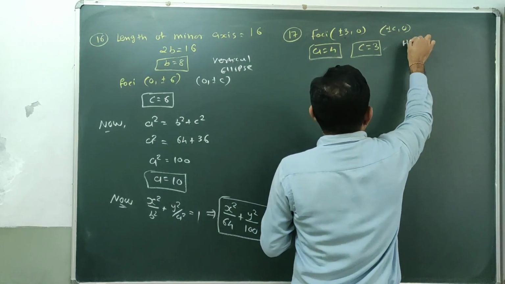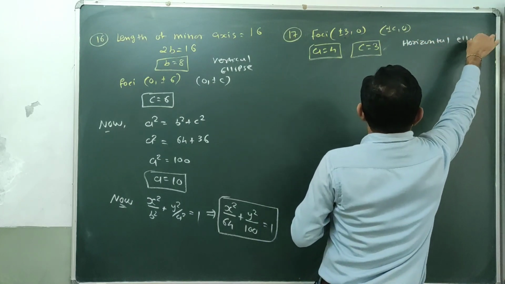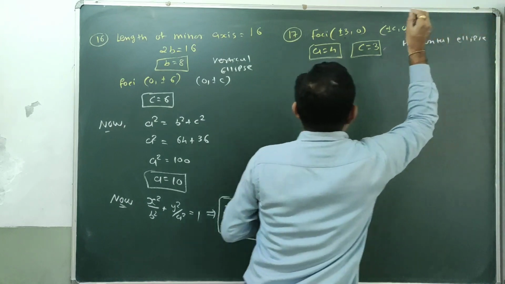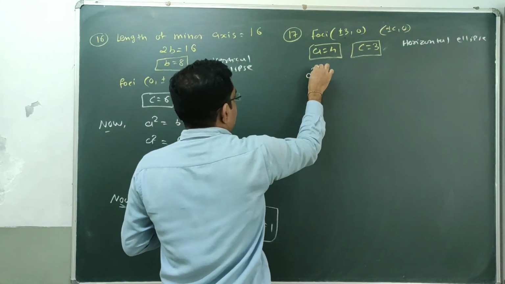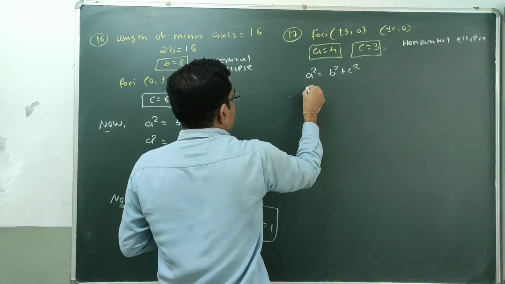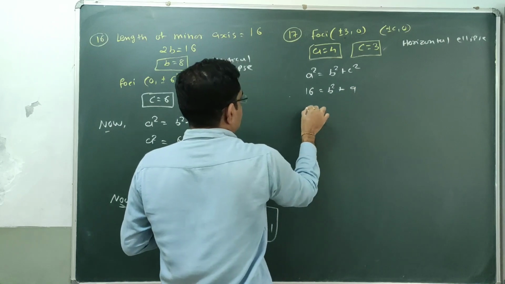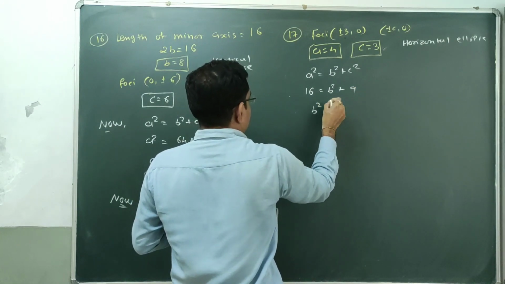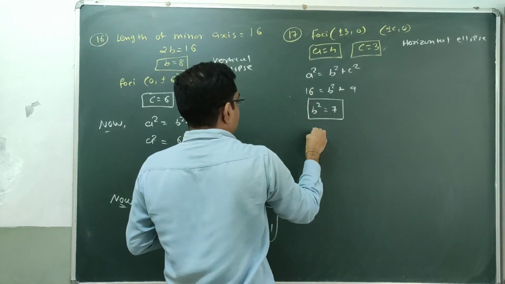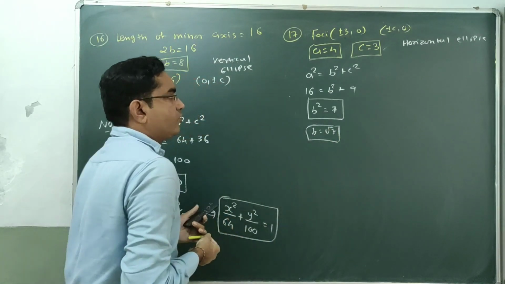From these foci we can say it's the case of a horizontal ellipse. Therefore first we have to find the value of b. So a square equals b square plus c square. A square is 16, b square plus c square 9. So b square will be 7. Done. B will be root 7. So this is the case of a horizontal ellipse.